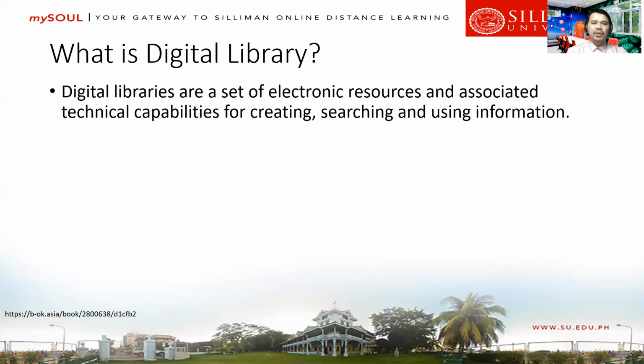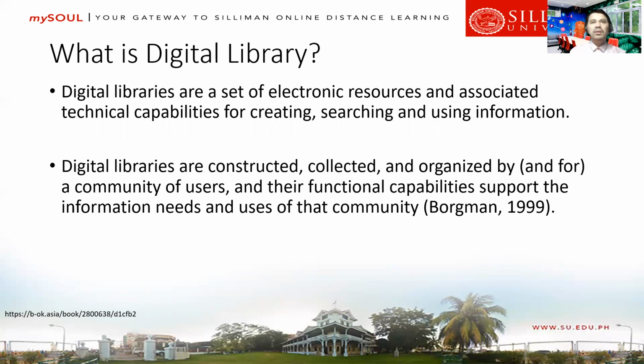Digital libraries are a set, meaning a collection of electronic resources and associated technical capabilities for the three main functions: creation, search, and the usage of information. So again, it is a group of interrelated electronic resources associated into one with a common purpose of creating, searching, and using information. Digital libraries are constructed, collected, and organized by a community of users and their functional capabilities in support of the information needs and uses of that community.